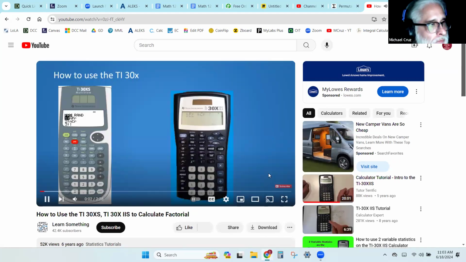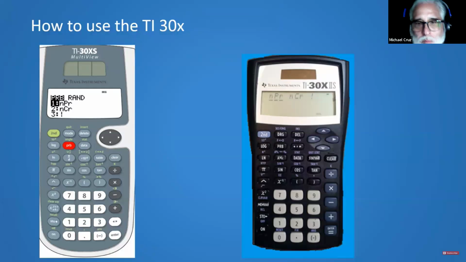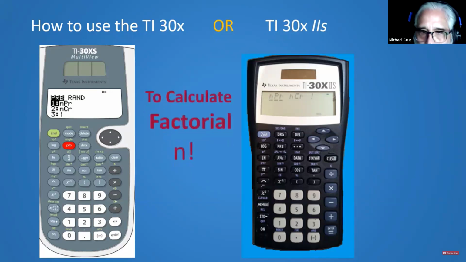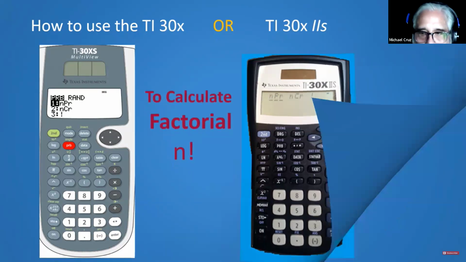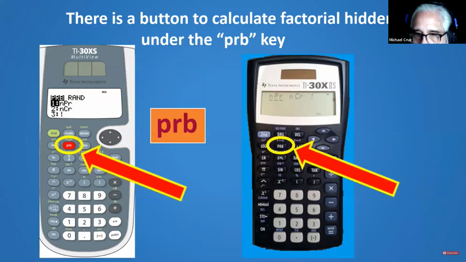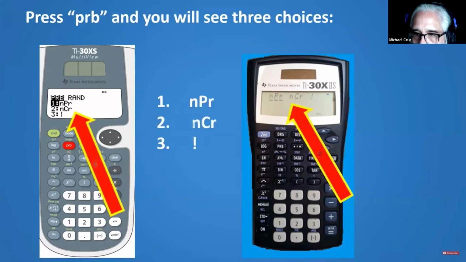Hello, everyone. Many students ask me how to use their calculators to get the factorial of a number. This question comes most commonly from students who have a TI-30 series calculator, usually either the TI-30X or the TI-30X2S, as shown here. This is a great question. You would think the calculator has a button to calculate the factorial, but you can't seem to find it. Well, the button is well hidden under the probability key. Look for a key on your calculator that says PRB. Press the PRB button, and you will see three choices. The first choice is for permutations, the second choice is for combinations, and the third choice is what we want for factorial.